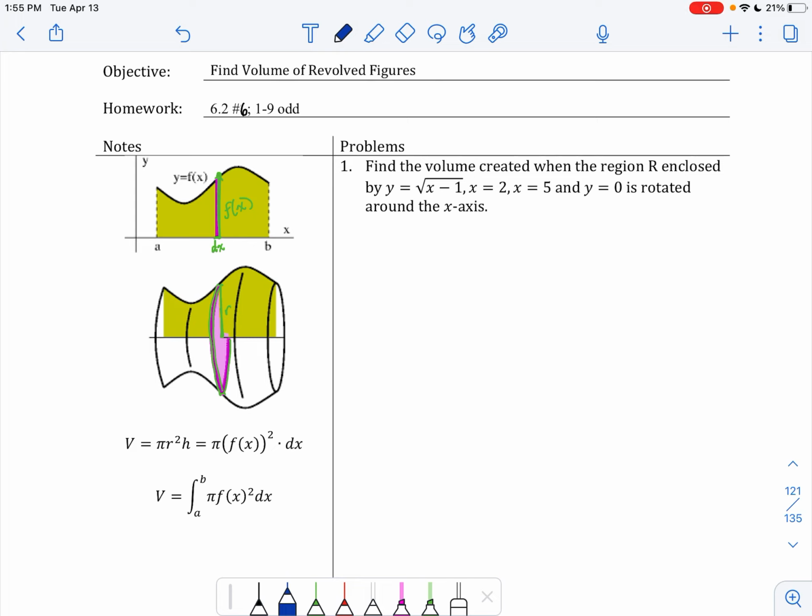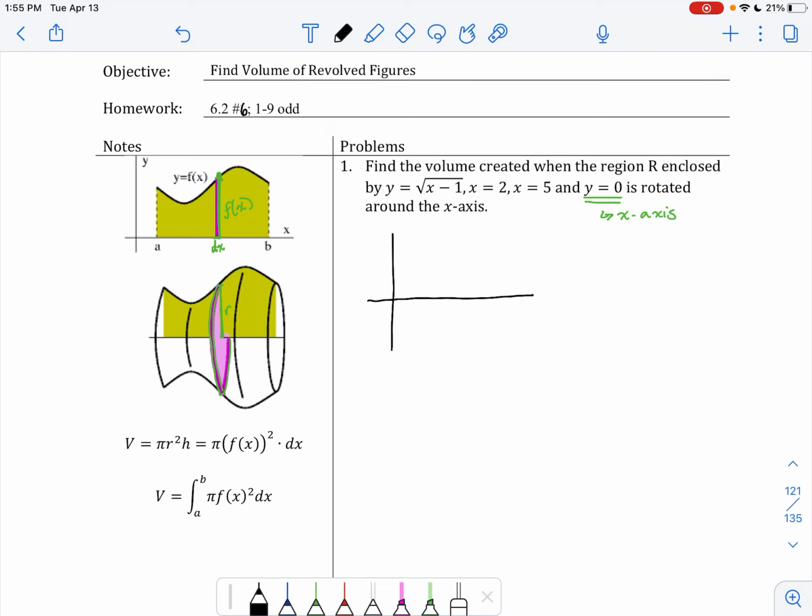Now, number one: find the volume created when the region R enclosed by the function y equals root x minus 1, x equals 2, x equals 5, and y equals 0 is rotated around the x-axis. The important thing here is that y equals 0 is just the x-axis. If it was x equals 0, that would be the y-axis. So it sounds a little fancy, but it's just the axis itself.